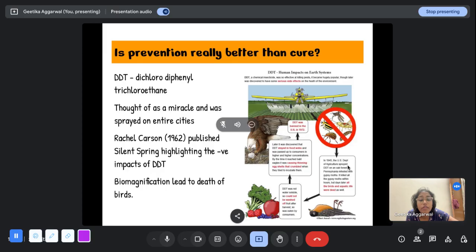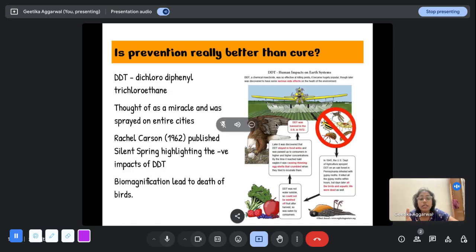In 1945, the US Department of Agriculture sprayed DDT on an entire oak forest in Pennsylvania to deal with gypsy moths, and it killed all the gypsy moths within hours. But days later, the birds in that area were also dead, because this DDT was not water soluble. It could also not be washed off of the fruits, and when the fruits are consumed by humans, they also got a lot of DDT in themselves.